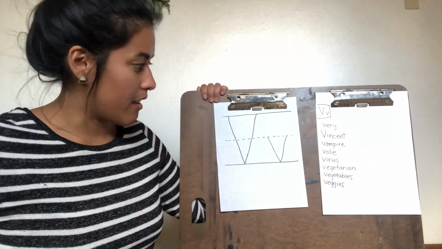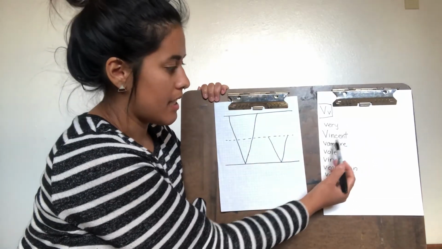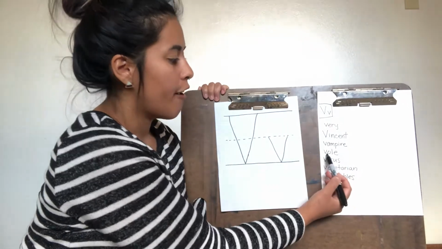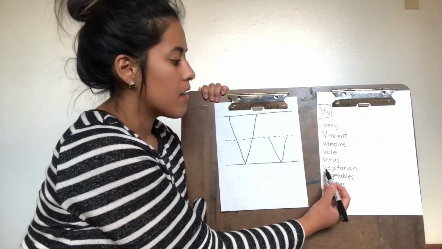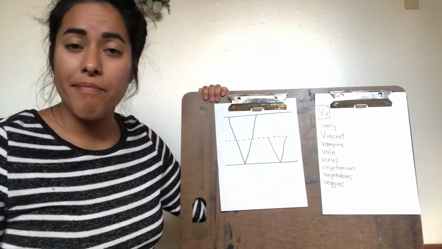Pretty good. That's a good list so far. We have very, Vincent, vampire, vole, virus, vegetarian, vegetables, and veggies.